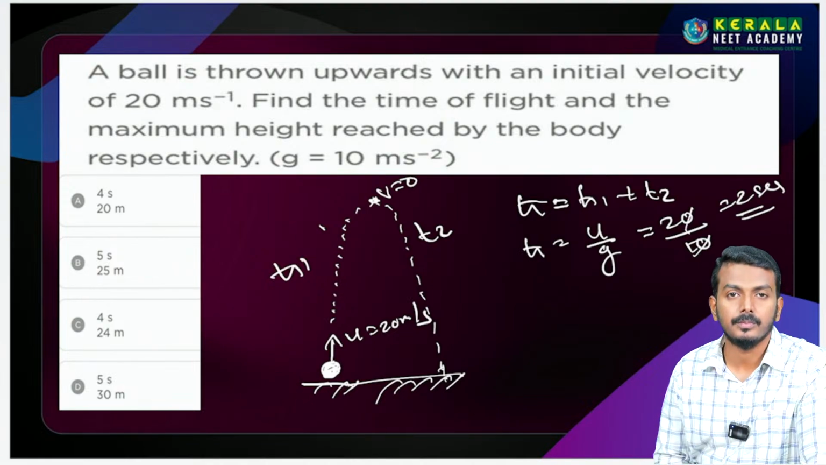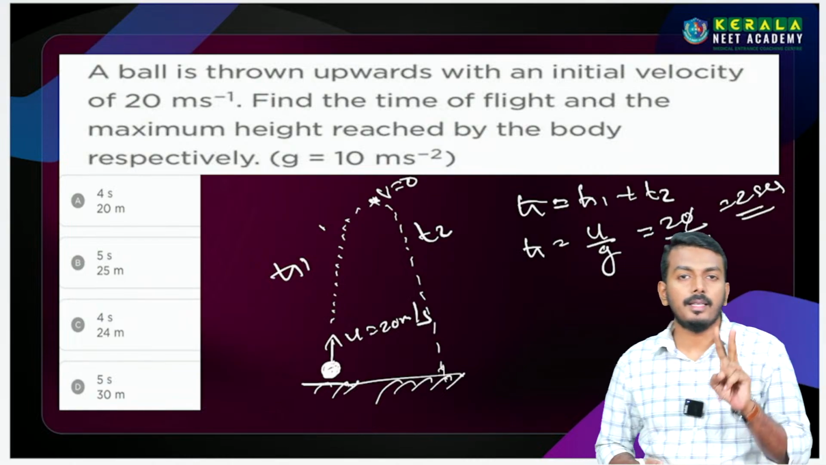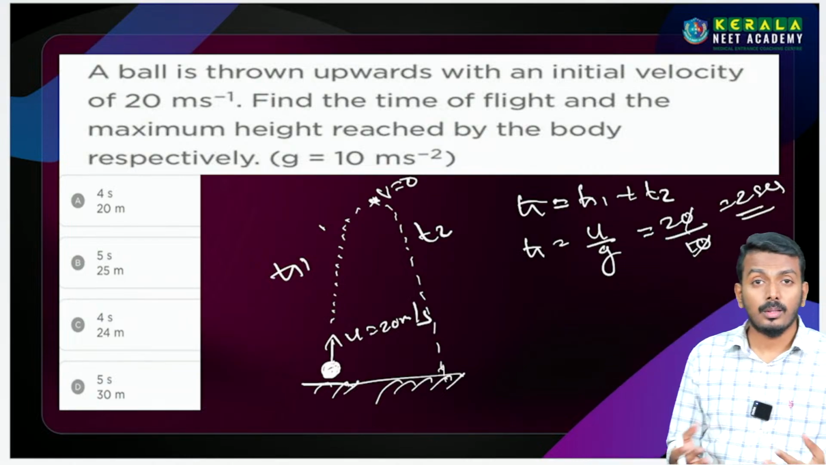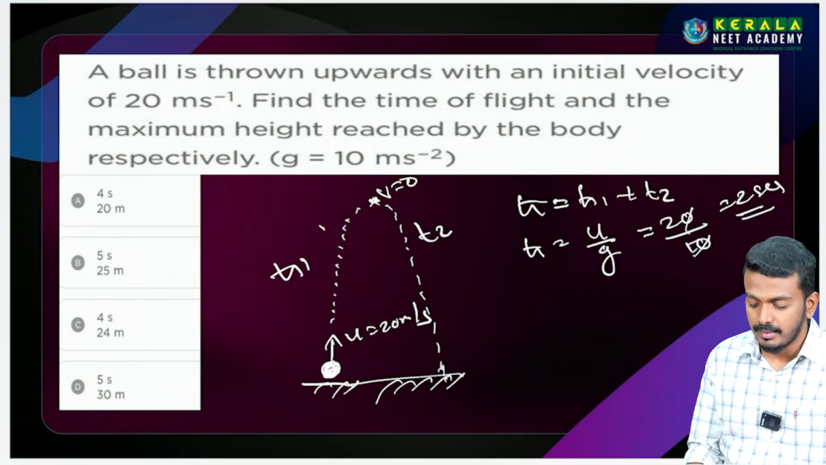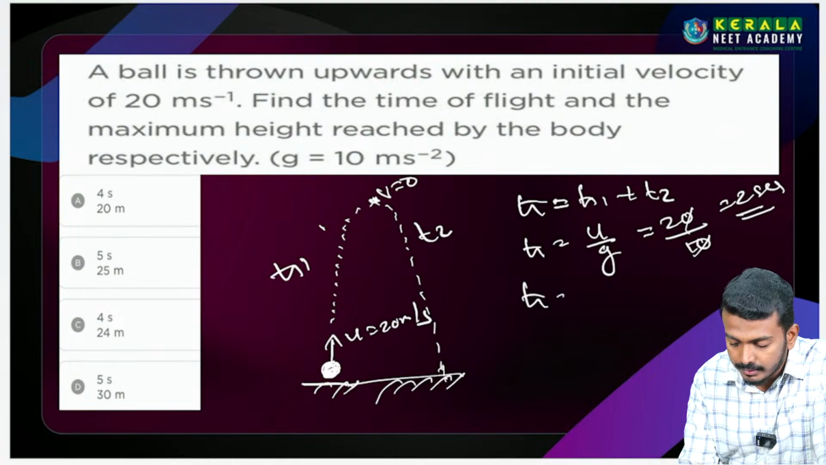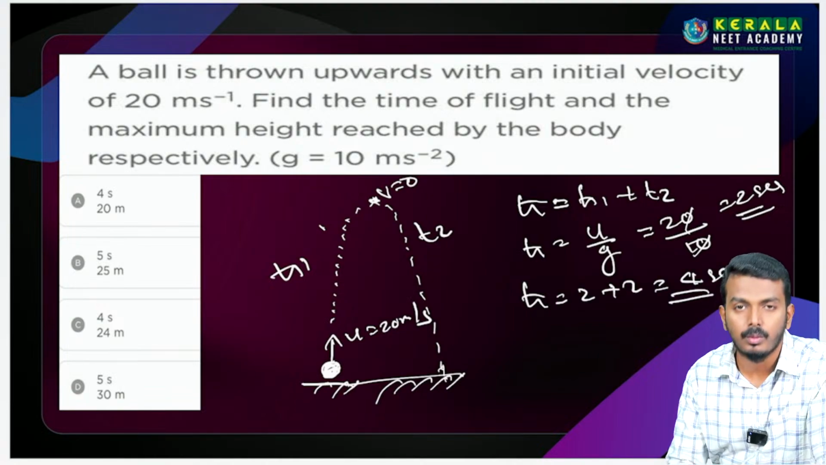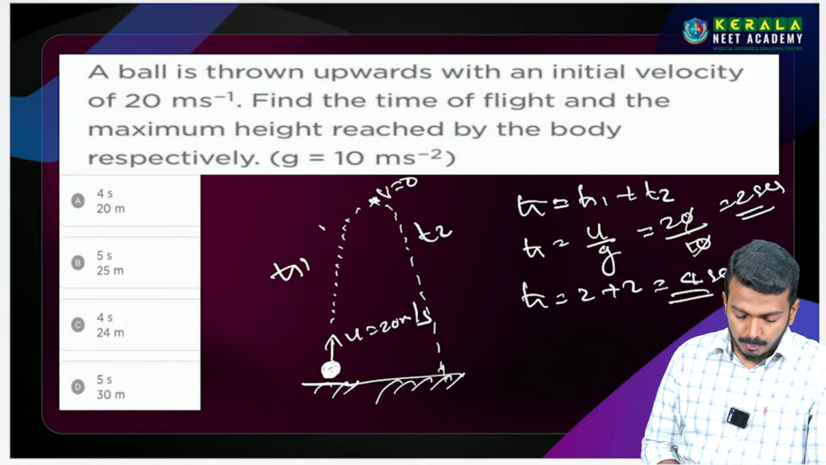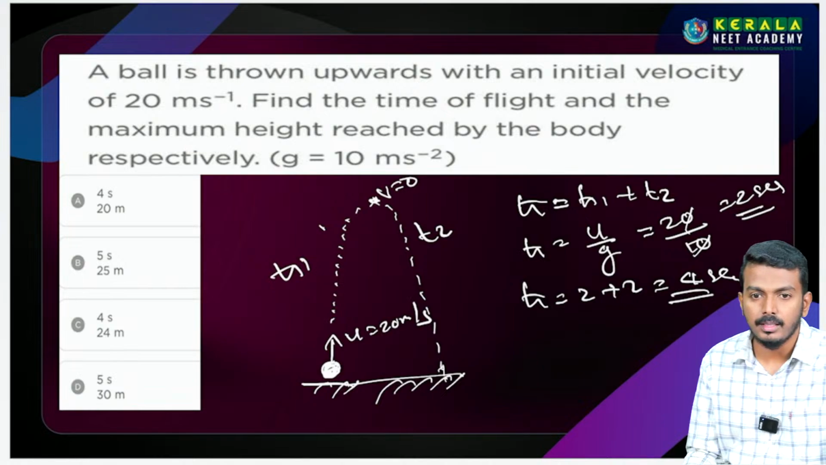2 seconds. From the bottom point to the topmost point, the body takes 2 seconds. You know the concept: time of ascent must be equal to time of descent. Then what is the total time of flight? Total time of flight is equal to 2 plus 2, which is 4 seconds. So 4 seconds is the time of flight.